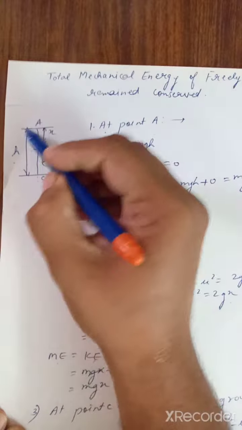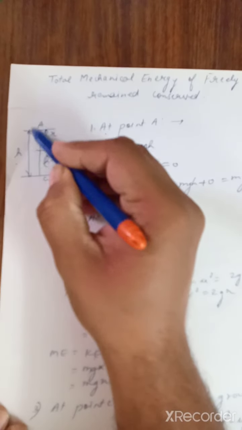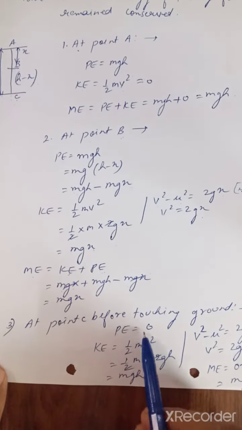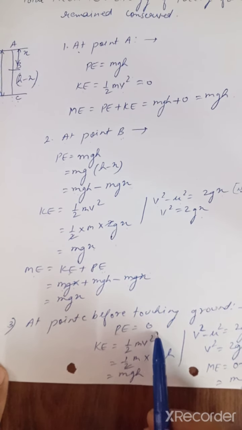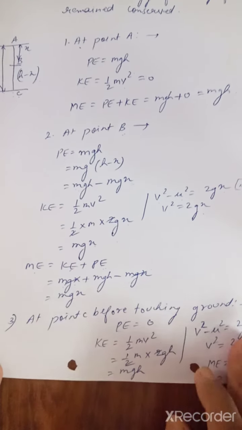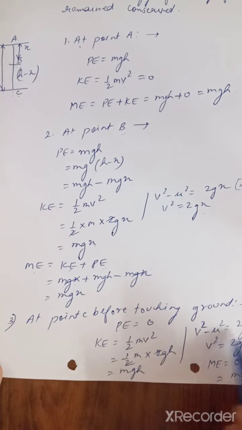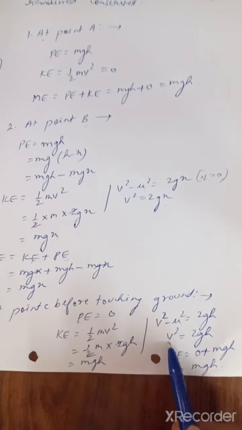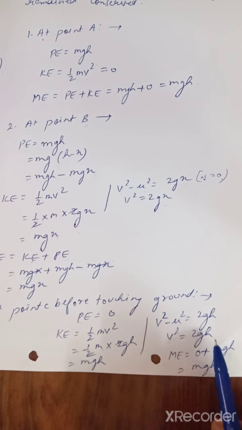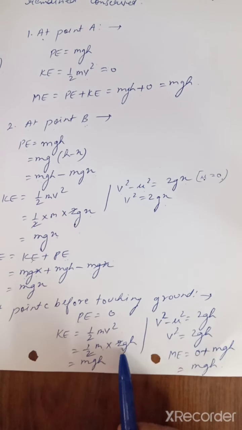Now before touching the ground, if the object is here, you can see that the height will be considered as h. So at the point C before touching the ground, the object is under kinetic energy only, no potential energy there, so it is 0. Kinetic energy is half m v square. So half m, and in the v square, v square minus u square equals 2gh, we are substituting the values. This term is 0, initially the object was at rest, so 2gh. In the place of v square we substitute the value 2gh, the 2 and 2 will get cancelled and we will get mgh.